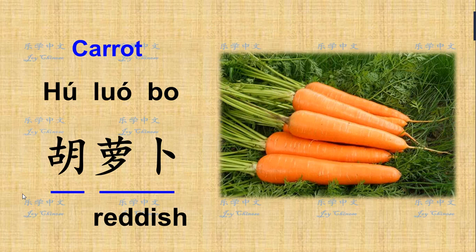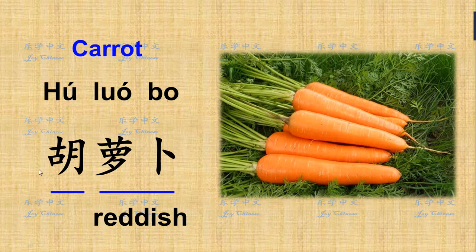The first one is carrot. In Chinese, 胡萝卜. See, both of the first two are second tone, and the last one is light. 胡萝卜.